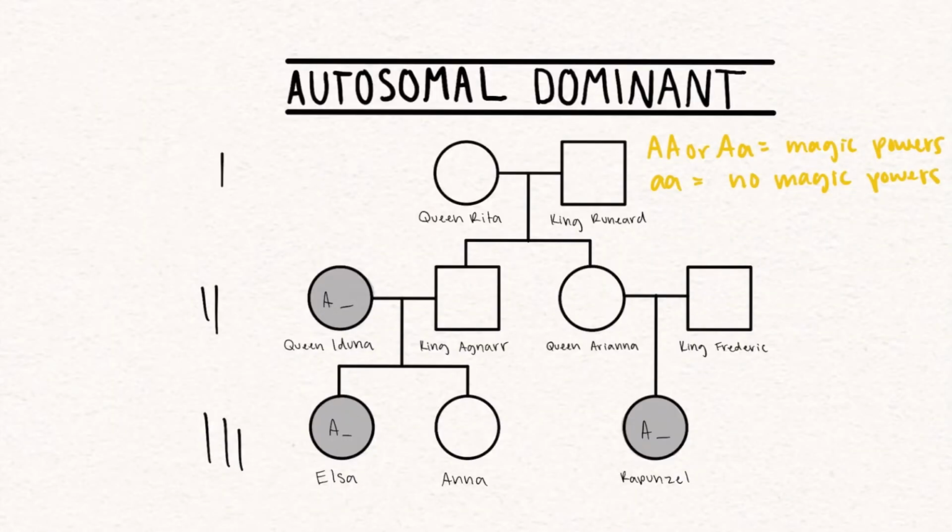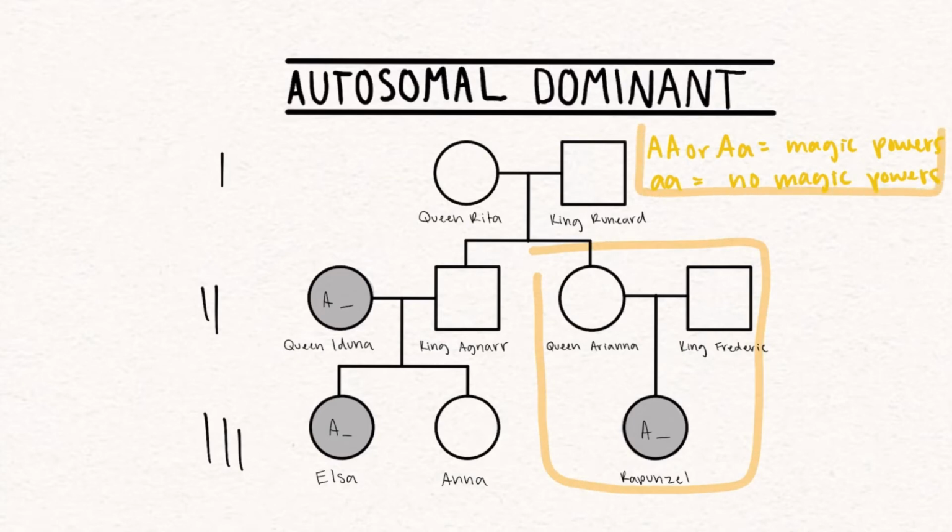The first mode of inheritance that is inconsistent with this chart is autosomal dominant. To demonstrate how this is not possible, we are going to focus on Rapunzel. For Rapunzel to have magic powers, she would have to have at least one copy of the dominant allele. However, since neither of her parents show the trait, they would both be homozygous recessive. This means that it is not possible for Rapunzel to have inherited the dominant allele because neither of her parents have one to pass on to her.